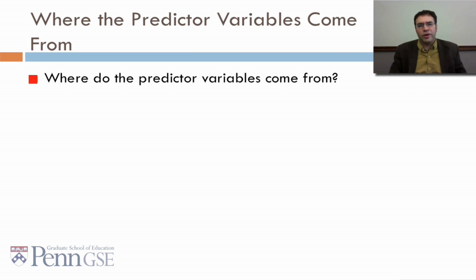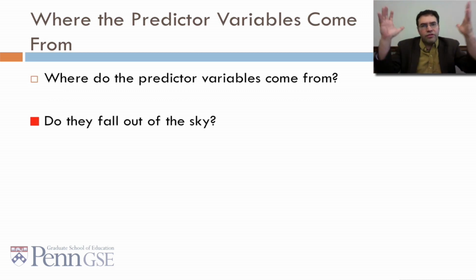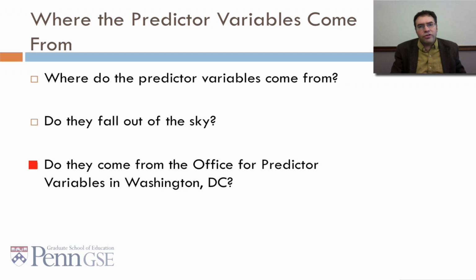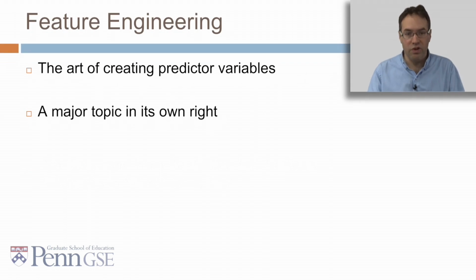But where do the predictor variables come from? Do they fall out of the sky? It's raining data, the data deluge. Do they come from the Office for Predictor Variables in Washington, D.C.? Man, I wish that office existed. So in fact, they come from feature engineering, which is the art of creating predictor variables.